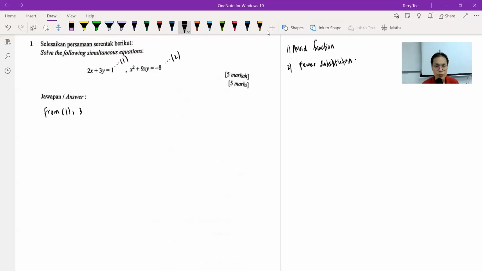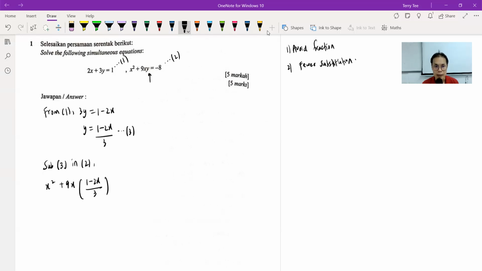Let me rewrite. 3y equals to 1 minus 2x. My y is now 1 minus 2x over 3. Call this equation number 3. Then we substitute equation 3 inside equation number 2. The moment you sub inside here, we don't write your y, we write 9x followed by this bracket here, 1 minus 2x over 3. The result must equal to negative 8.